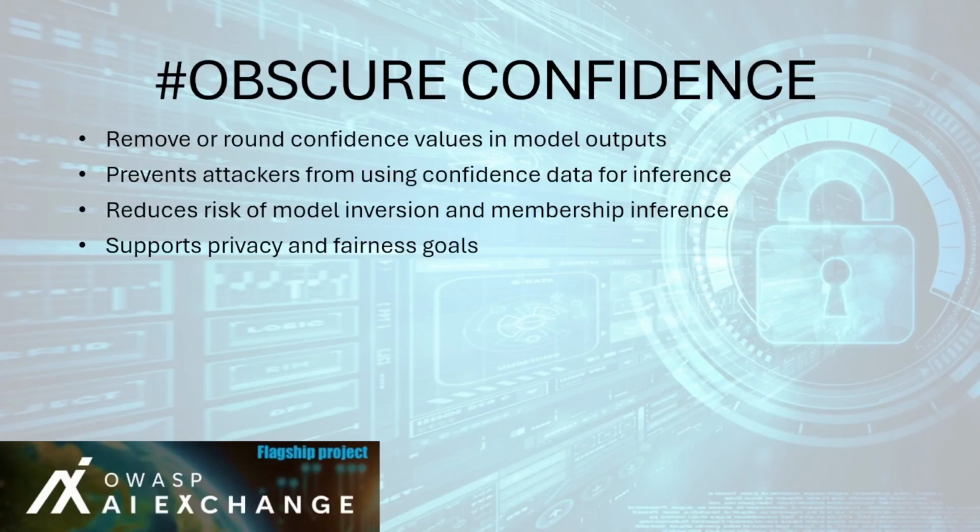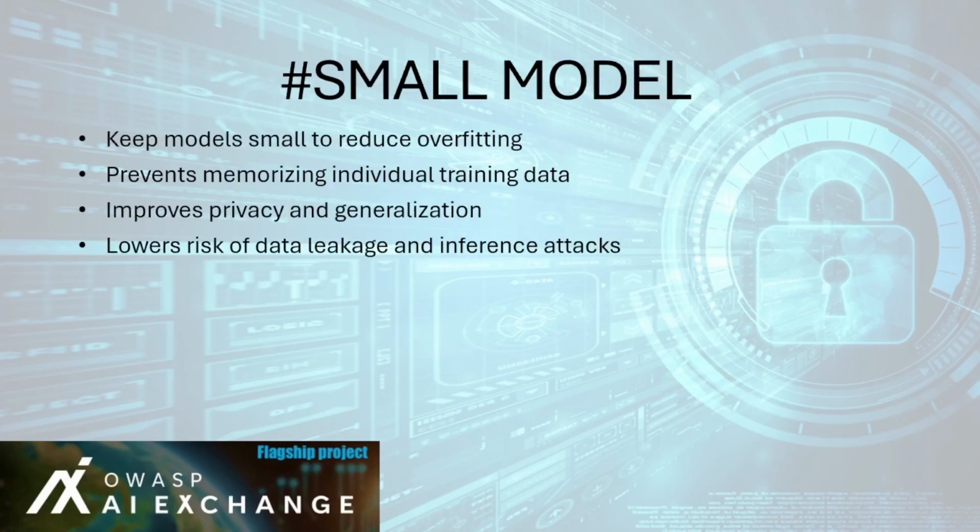Confidence values can be powerful attack tools. Obscuring them strengthens model resilience and data confidentiality. Hash SMALL MODEL. Small models are designed to prevent overfitting by limiting their capacity to memorize training data. This reduces privacy and security risks while maintaining effective generalization. Overfitted models can unintentionally reveal sensitive training data, making them vulnerable to data leakage and membership inference attacks.